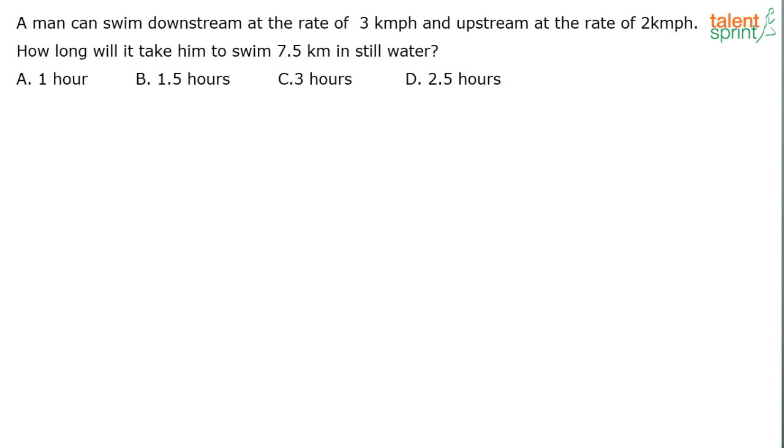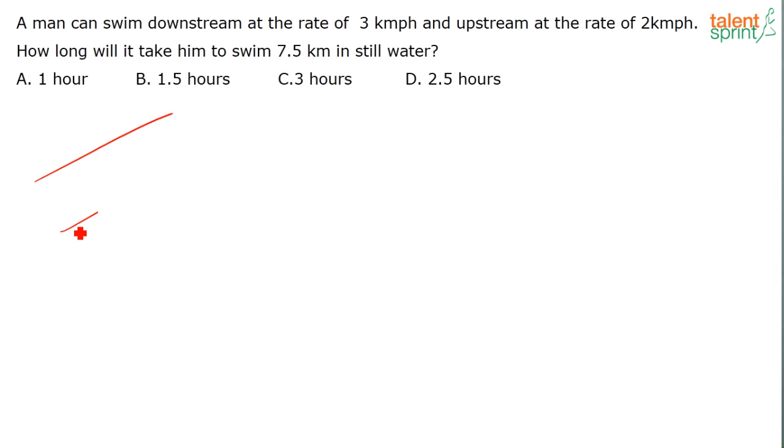Now the next question is from boats and streams. Before solving this question, let me talk about the concept of boats and streams again here. If you get a problem from cars or trains, you can do it, right? Because we found out how to calculate the relative speed. We also explained it with the help of a train example, to understand it better. Now let us think of a river.